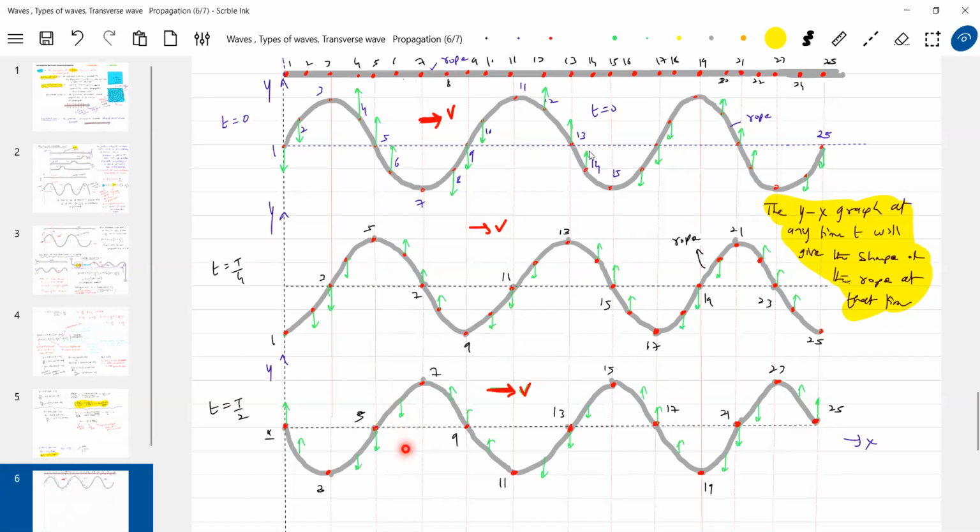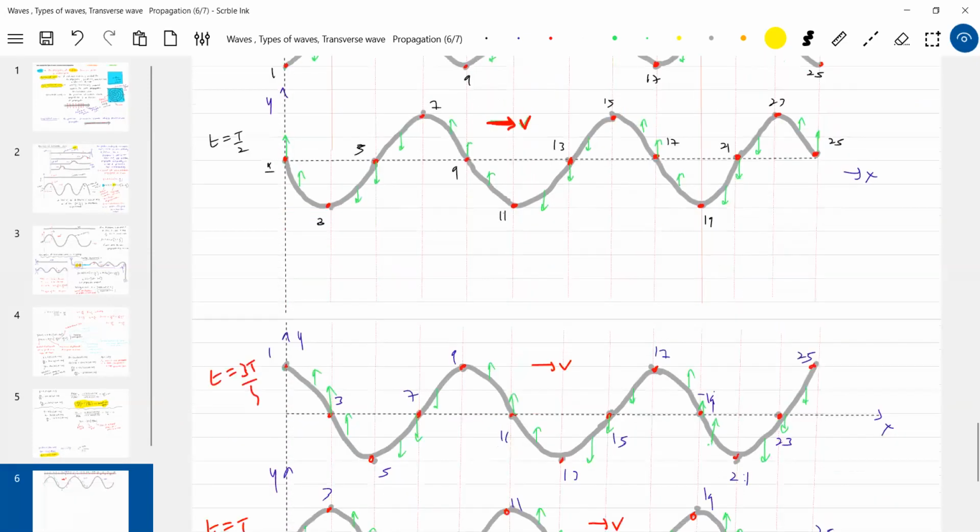Points on a rope will be moving up and down. That's why they say transverse wave propagation. Why a transverse mechanical wave? Because the points on a rope are responsible for the flow of energy. Why transverse? They move vertically and the energy flows horizontally. Got the idea, no? Okay.